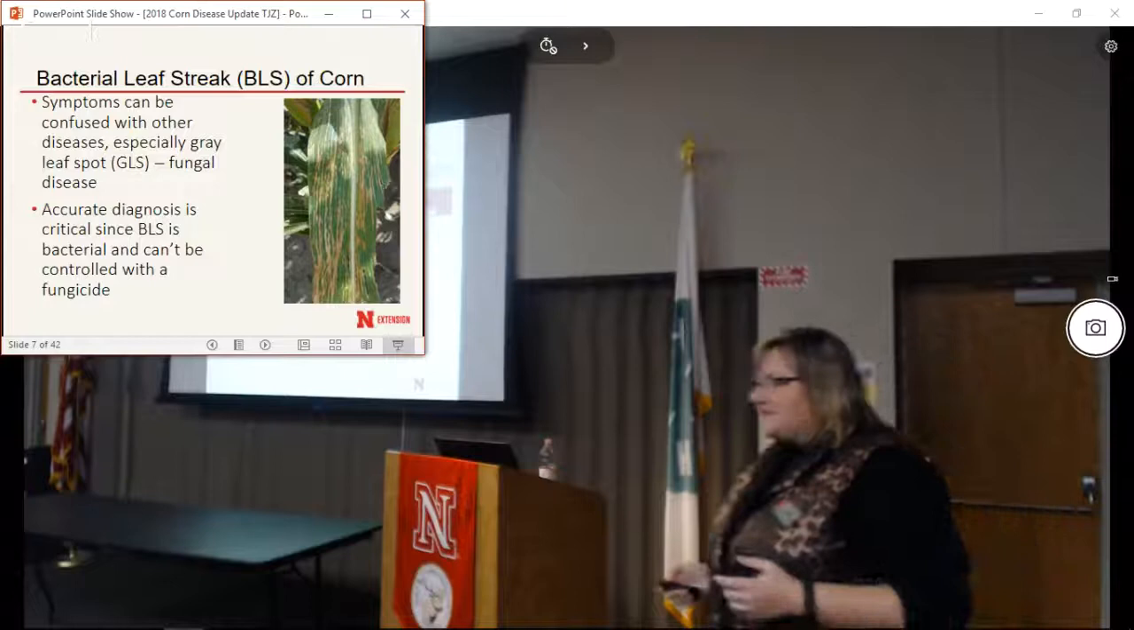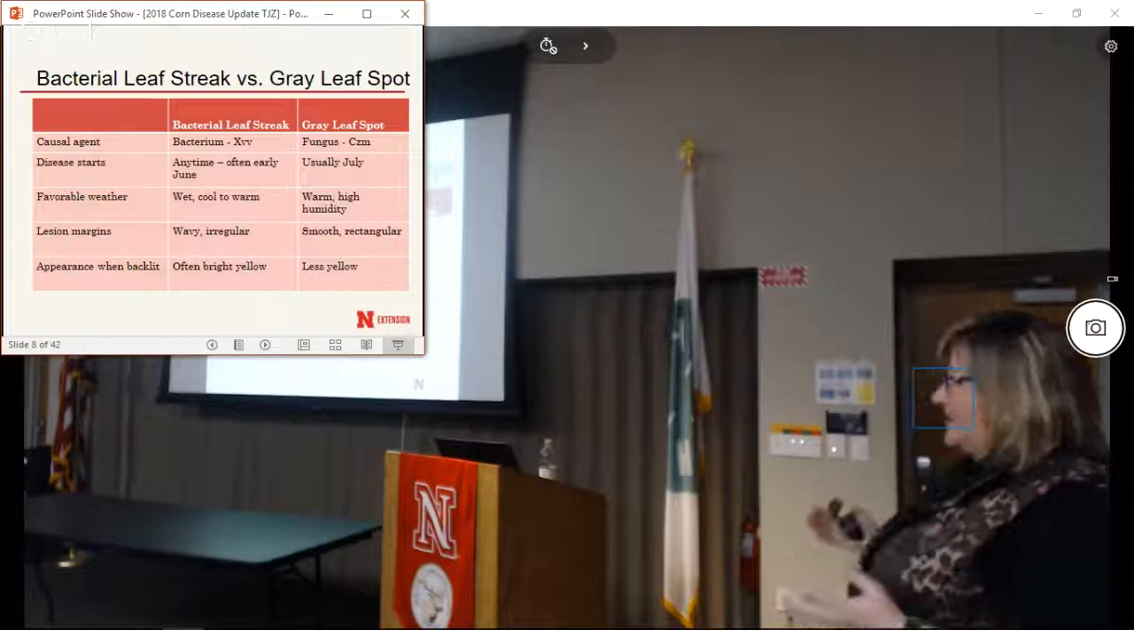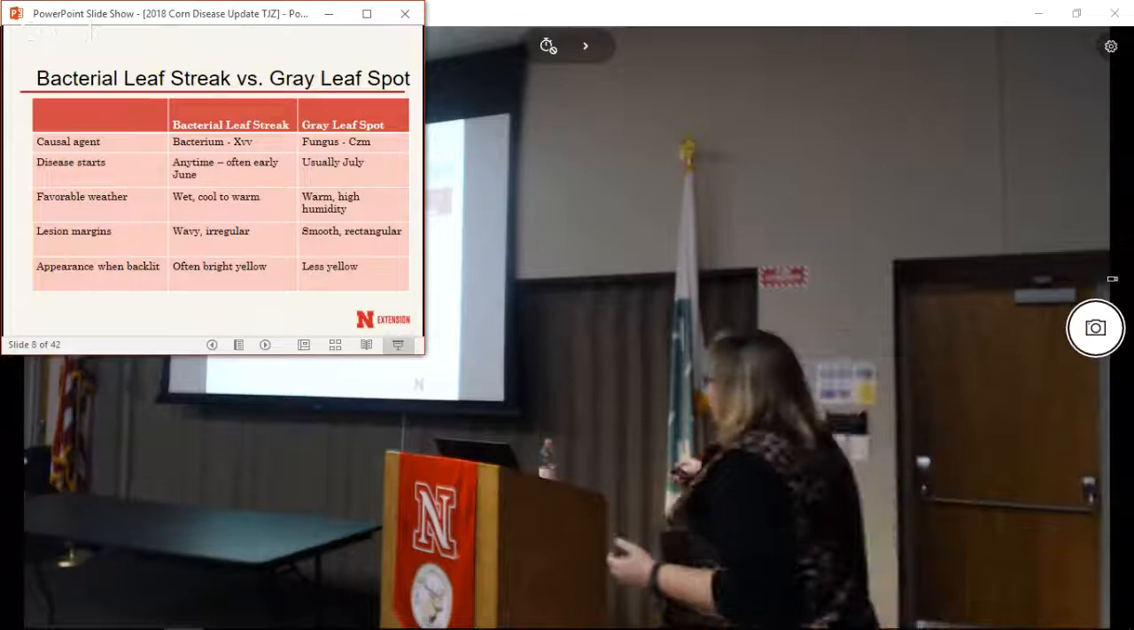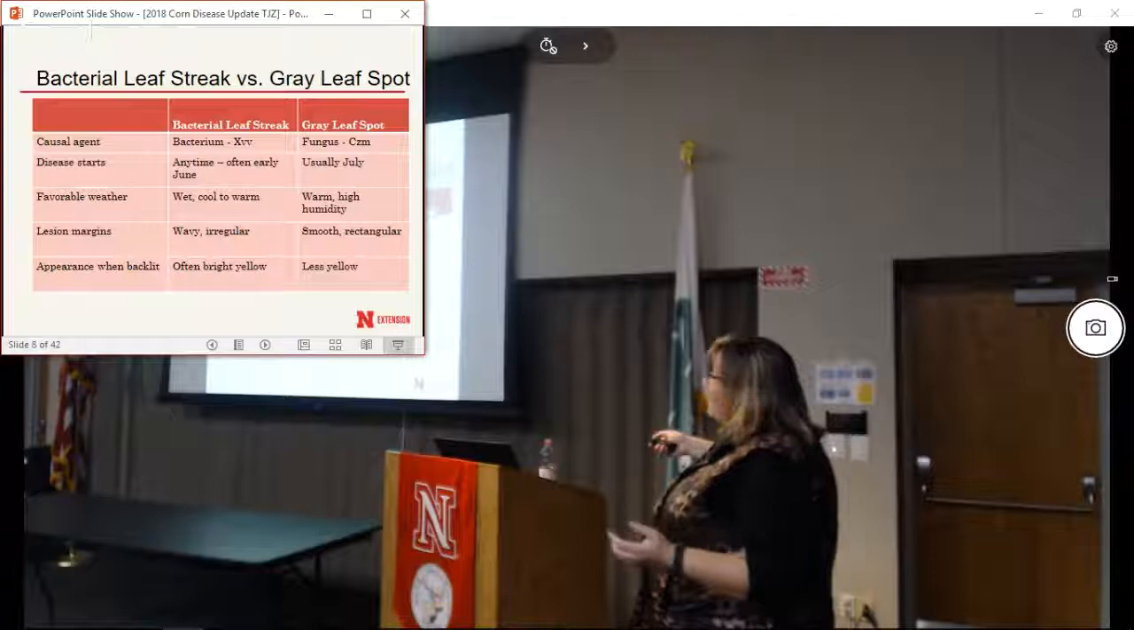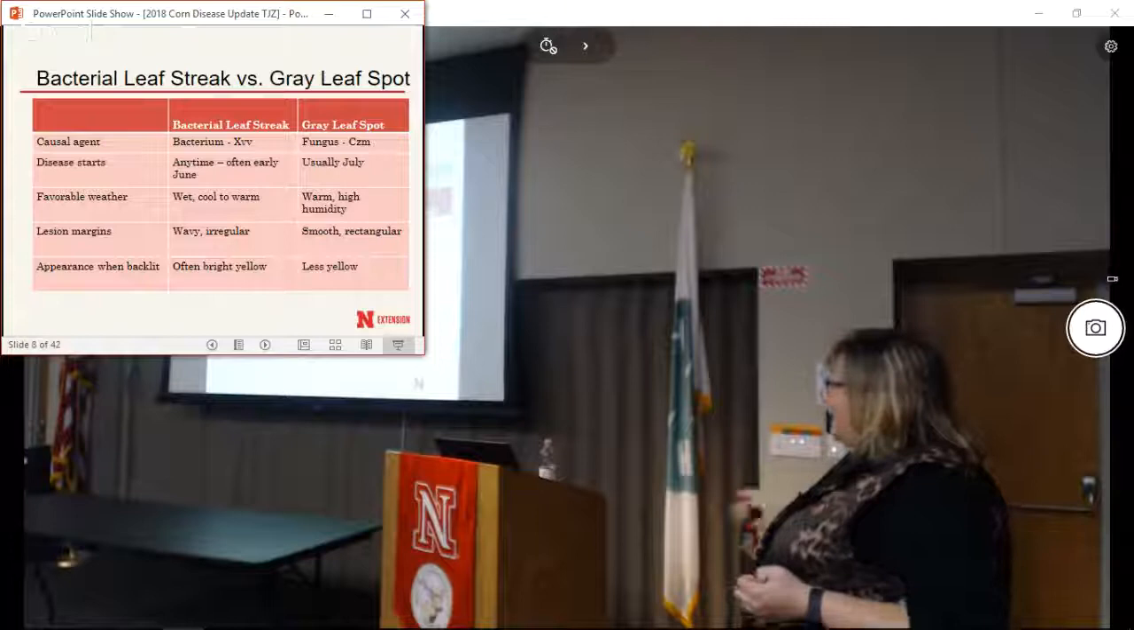And so in this table, I tried to summarize some really important characteristics of the two diseases side by side so that it'll hopefully help you get to the right diagnosis. And so on the left-hand side, it's just the things that we're talking about, the causal agent, the disease, when we see it develop, what favorable weather, and the overall appearance of the lesions that they cause. Well, at the top, this middle column is bacterial leaf streak, then the third column is gray leaf spot. And of course, one's bacterial and one is fungal.